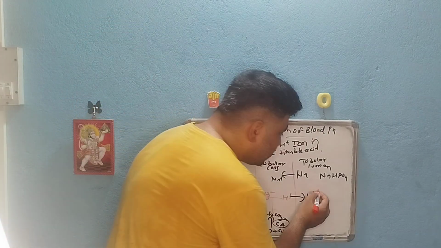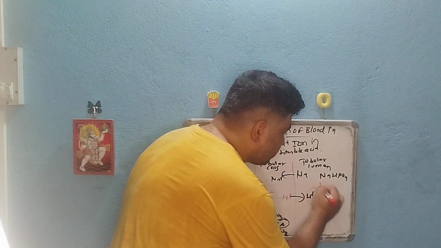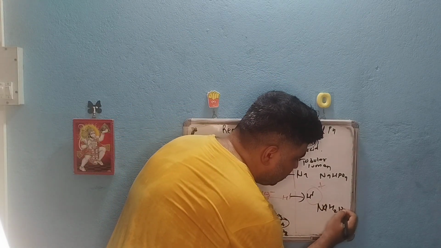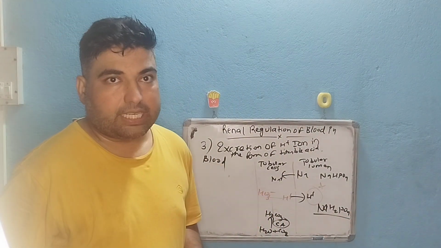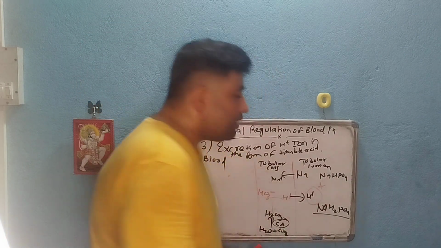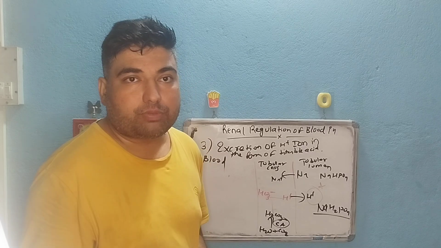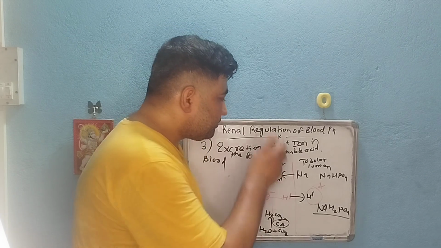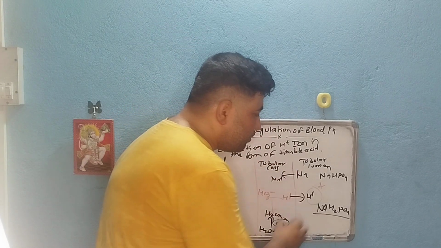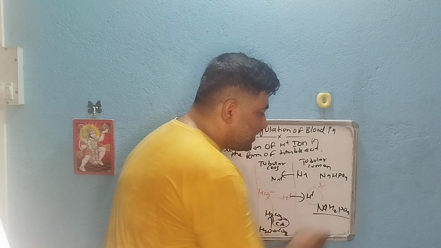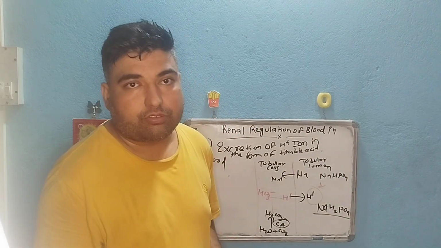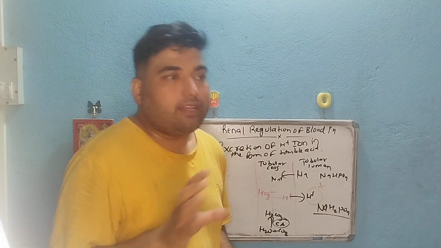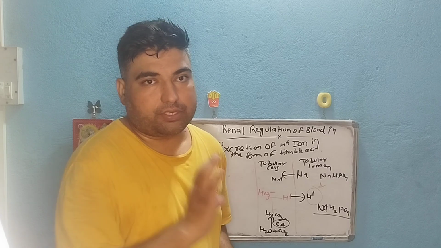This hydrogen ion present in the tubular lumen then combines with disodium hydrogen phosphate to yield sodium dihydrogen phosphate. The disodium hydrogen phosphate and sodium dihydrogen phosphate are the basic and the acidic phosphate respectively, and the H plus ions are excreted in the form of acid phosphate, that is sodium dihydrogen phosphate. This basic phosphate and acid phosphate are the urinary buffers.